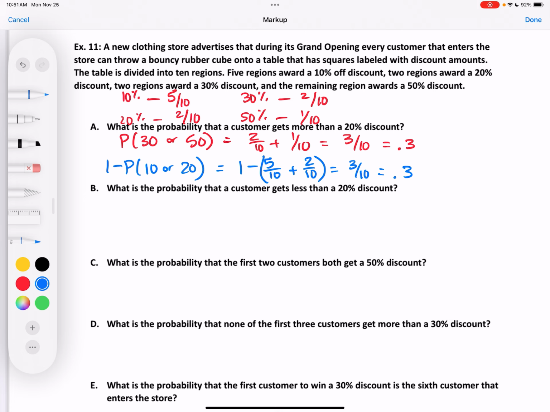All right, what's the probability that a customer gets less than a 20% discount?